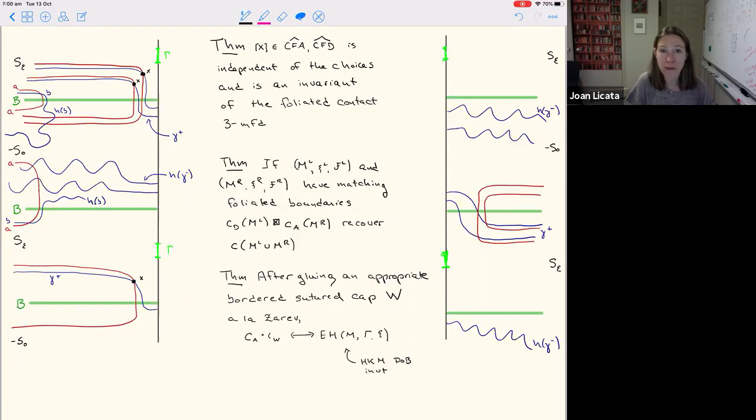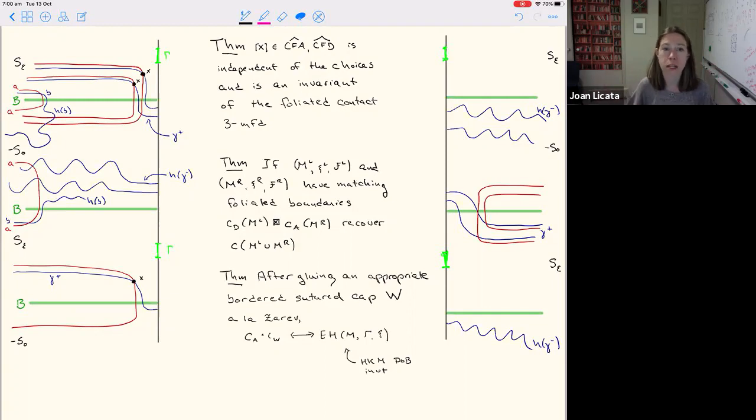So if you have 2 manifolds which can glue in the foliated open book sense, so they have these matching foliations, then the pairing theorem in bordered sutured Floer homology gives you a pairing between these 2 invariants, the CD and the CA invariant, and these will recover the original closed contact invariant.